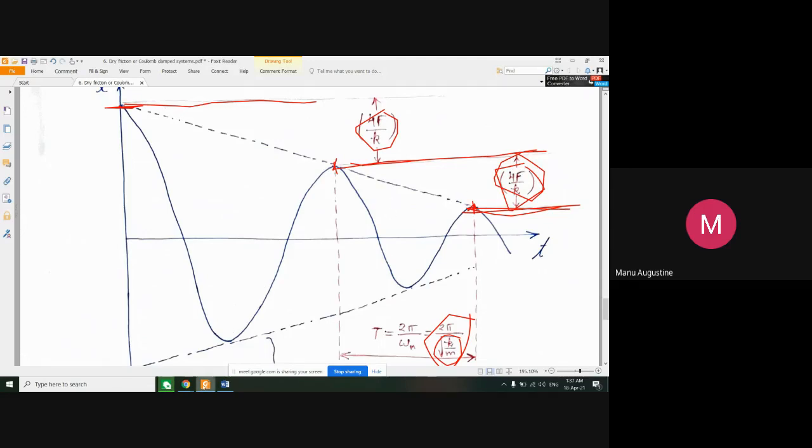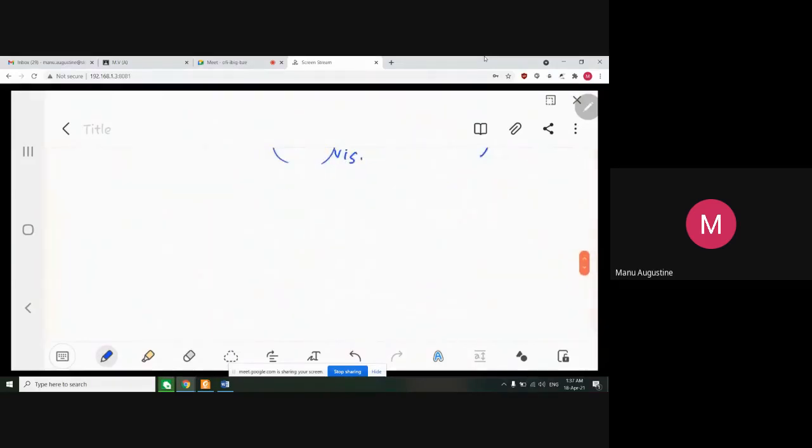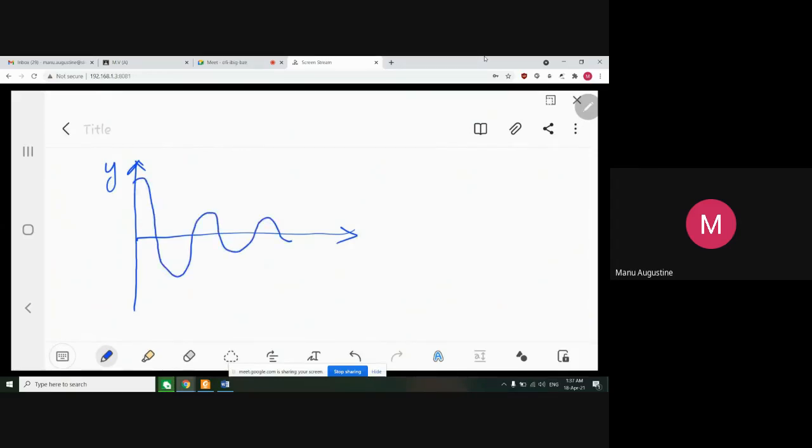So this is a very crucial piece of difference between Coulomb damping and viscous damping. Viscous damping के केस में decrease of amplitude तो मिलता ही है, but if you connect the dots like this, you get an exponential curve.